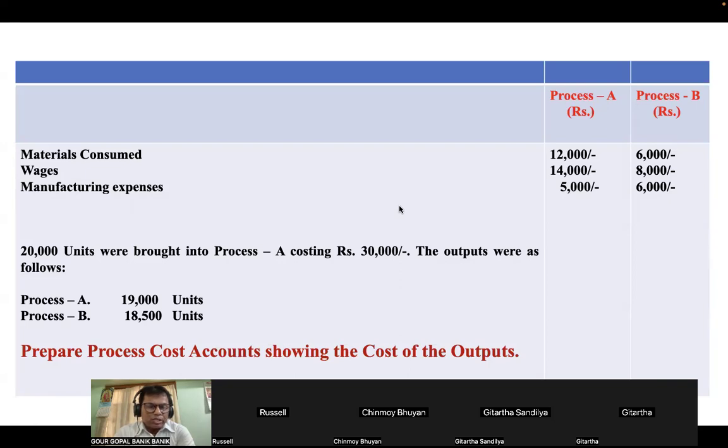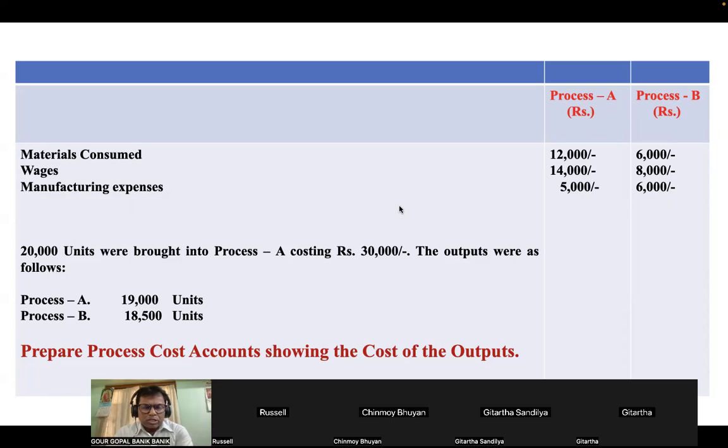Means you started with 20,000, but from process A, 19,000 came out. Same as I told you, suppose 20,000 X were there, and after you have completed process A, some are lost, that is 1,000 lost. I'll put it in the question, understand. And in B, ultimately 18,500 units came as finished products. Others are lost. All of you know loss is a must.